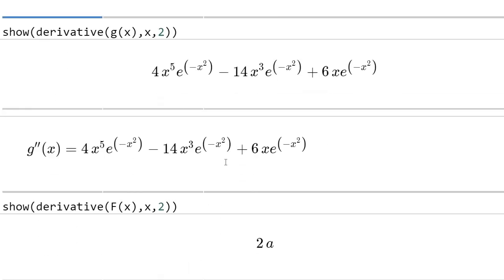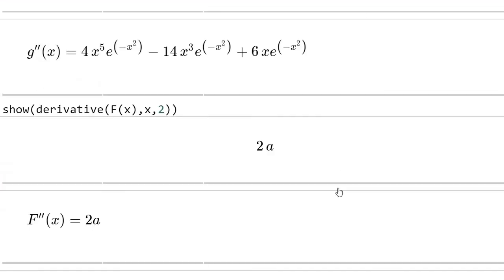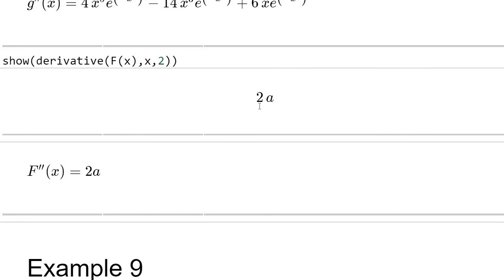Here it is with g. So the derivative of g, comma x, x is the variable, and then comma 2, that's what does the second derivative. And this is the second derivative of g, which is a pretty complicated thing. Here is the second derivative of capital F, 2 times a.